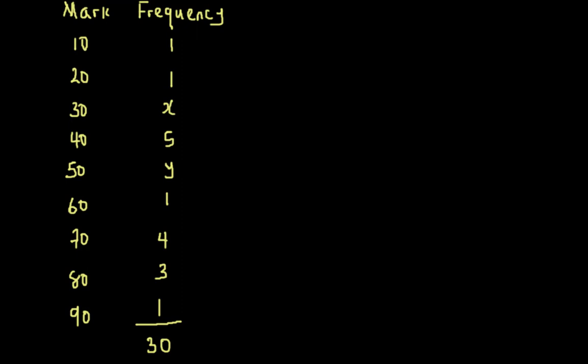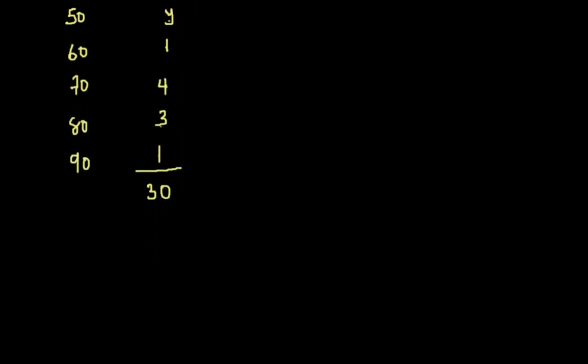So let's add up this frequency. So what I will just do is to add the numbers first. 1 plus 1 is 2. 2 plus 5 is 7. 7 plus 1 is 8. 8 plus 4 is 12. 12 plus 3 is 15. 15 plus 1 is 16. Then we have plus x plus y. So that will give us 16 plus x plus y. The sum of the frequency is what? 30. So we have equals to 30.